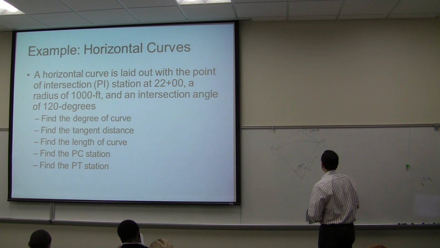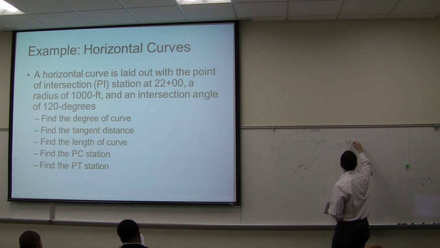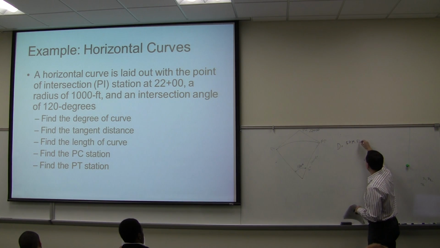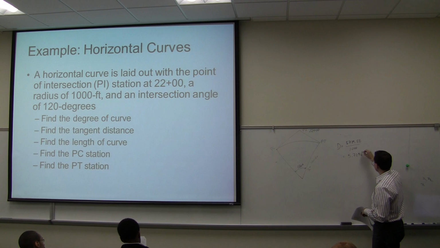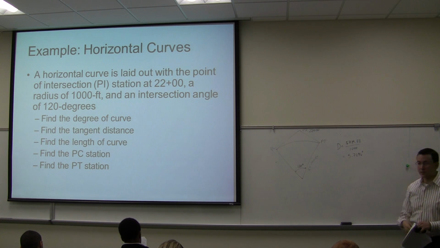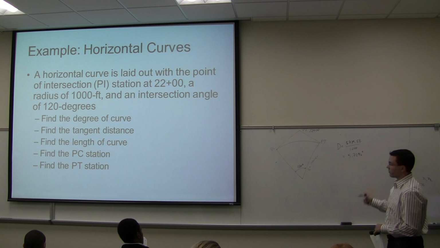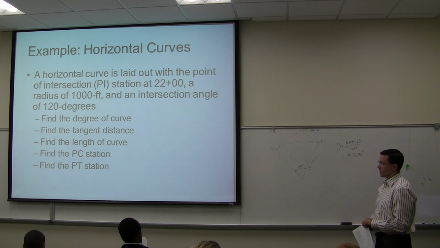So we can calculate the degree of curve: 5729.58 divided by 1,000. It's going to give you 5.7296 degrees, depending on how many decimals you want to take, or hopefully everybody remembers how to convert to degrees, minutes, seconds with your calculator. That might come in handy on the exam, possibly for this section, but definitely on the surveying section.